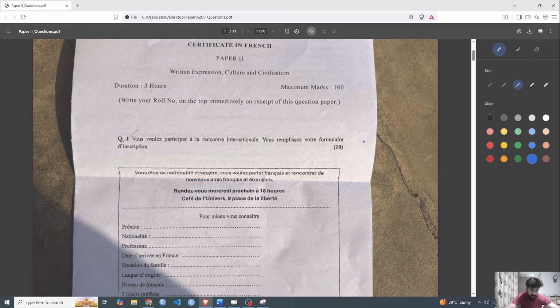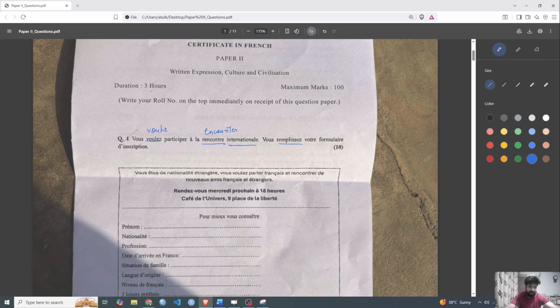So it says "voulez". Basically this is a form of the verb vouloir, which has been added with "ez". It means to want. So you want to participate, and it says "à la", that means to the. So you want to participate in the rencontre. This basically means encounter, or we can say to meet, international. So basically an international meeting. So you want to participate in the international meeting, and you "remplissez".